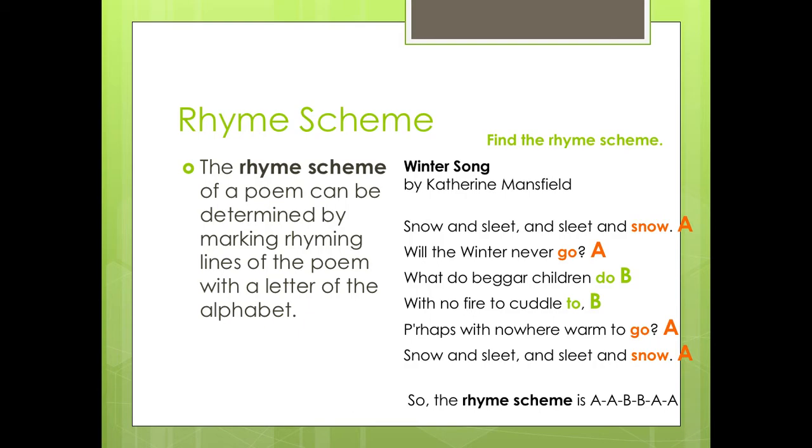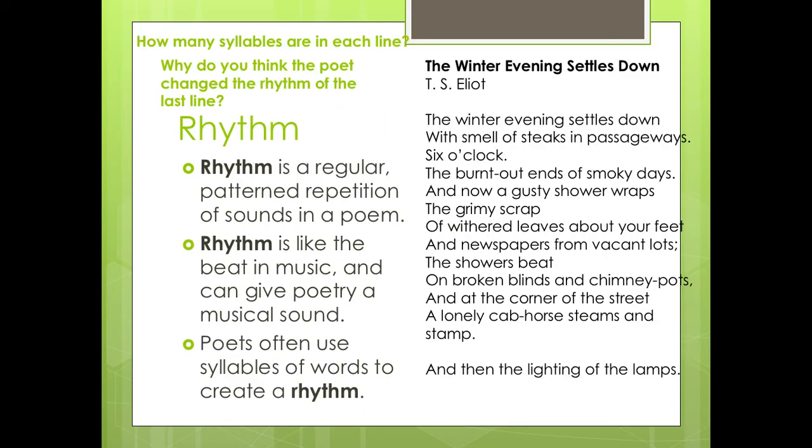So snow and sleet and snow and sleet and snow. Will the winter never go? What do begging children do with no fire to cuddle to? perhaps with nowhere too warm to go, snow and sleet and snow and sleet and snow. So the rhythm in the rhyme in this is in a pattern.